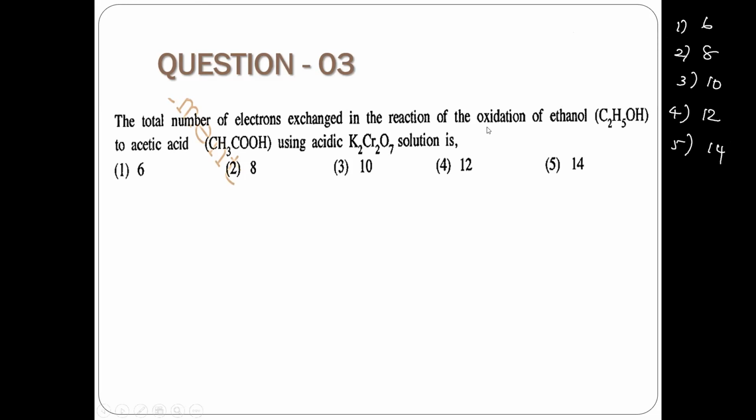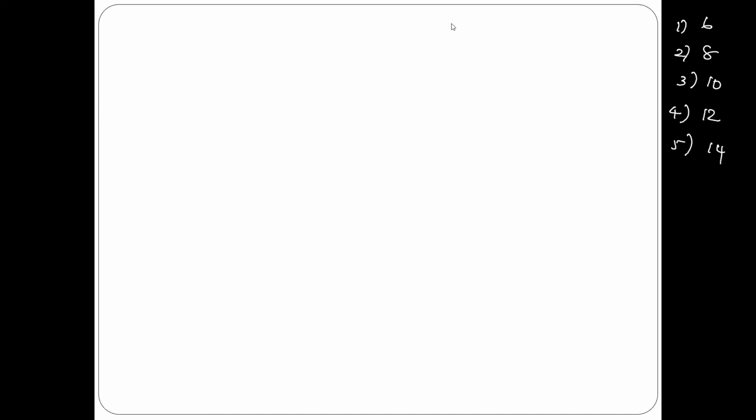Okay, let's go for the explanation of this question. So what is happening here? They say ethanol is converted into acetic acid. Let's write the formula of ethanol. So that is C2H5OH, not C6, C2, sorry.